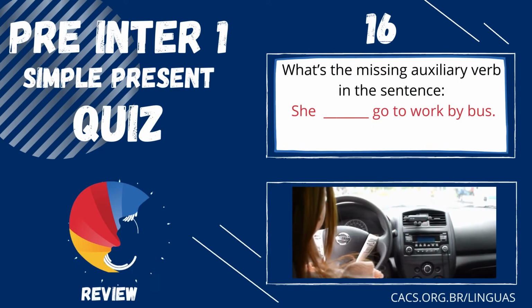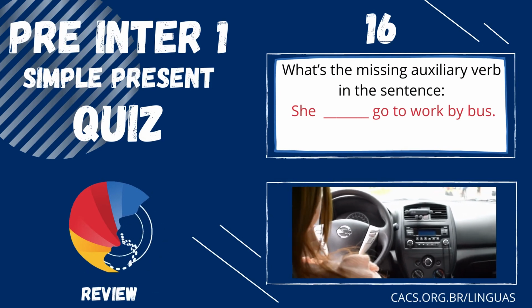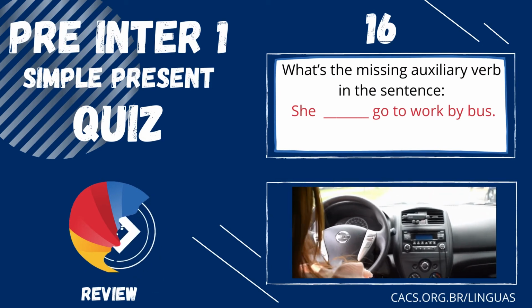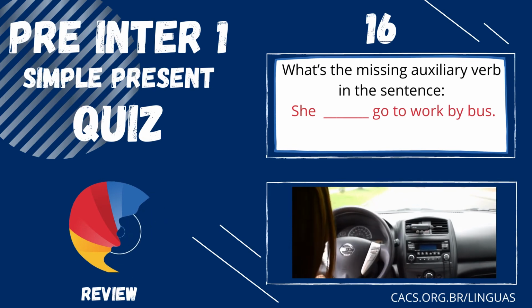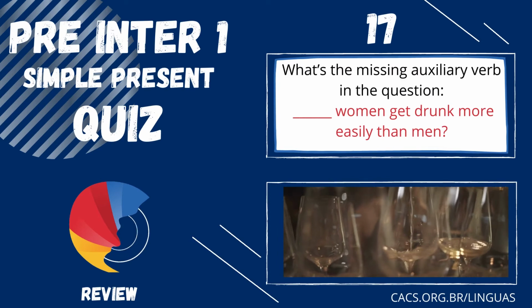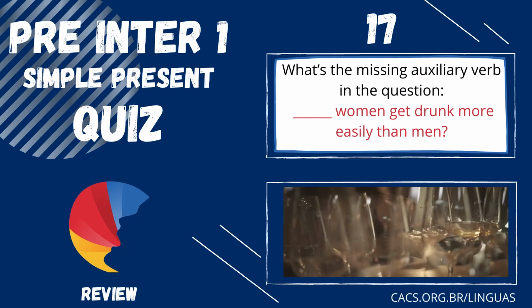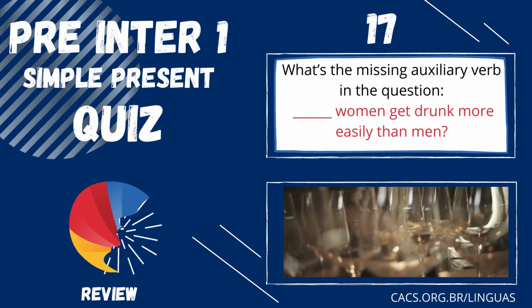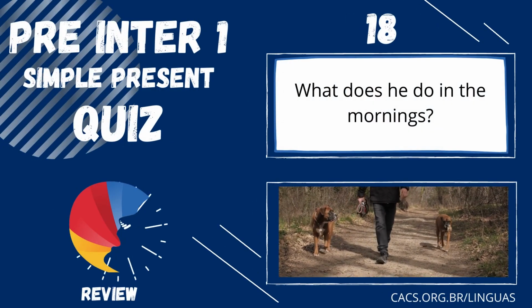16. What's the missing auxiliary verb in the sentence? She, blank, go to work by bus. 17. What's the missing auxiliary verb in the question? Blank, women get drunk more easily than men. 18. What does he do in the mornings?